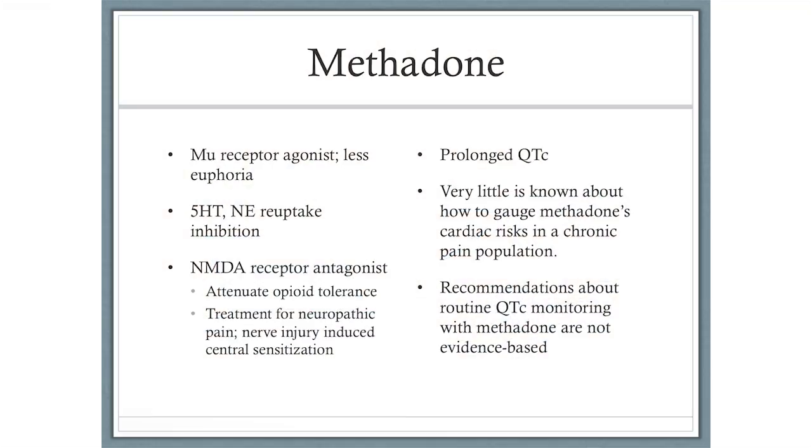Methadone is an interesting drug. It's long-acting. It's a mu receptor agonist, and it's thought to have less euphoria associated with it. It's also an NMDA receptor antagonist, so it can help attenuate opioid tolerance. It can be used in the treatment of neuropathic pain, which Dr. Birdie is going to talk a little bit about.